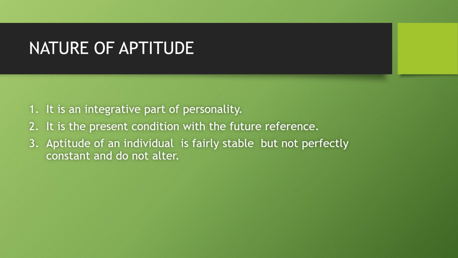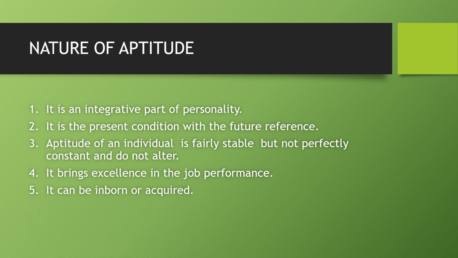Aptitude of an individual is fairly stable but not perfectly constant, and it does not easily alter. So the people who possess a certain aptitude, that aptitude is stable, may not be perfectly constant, and mostly does not change, and it brings excellence in job performance. So the aptitude that we possess helps us to excel in whatever we do. Okay, the next one, it can be inborn or acquired. So we can say that aptitude is an innate ability or an acquired ability.